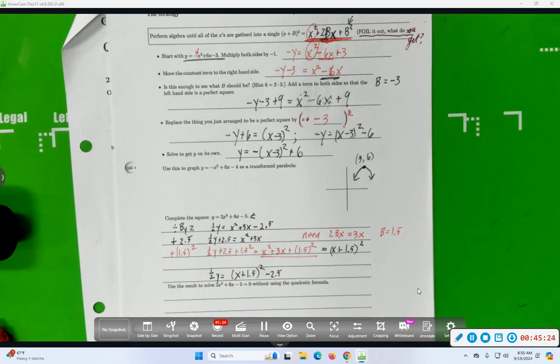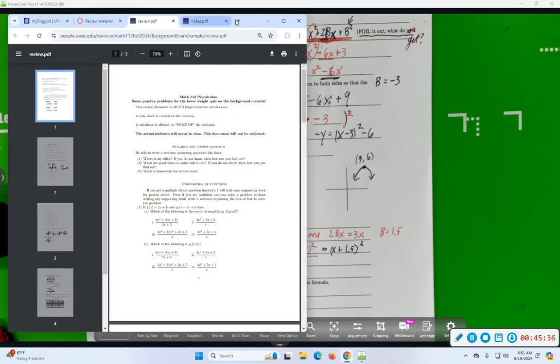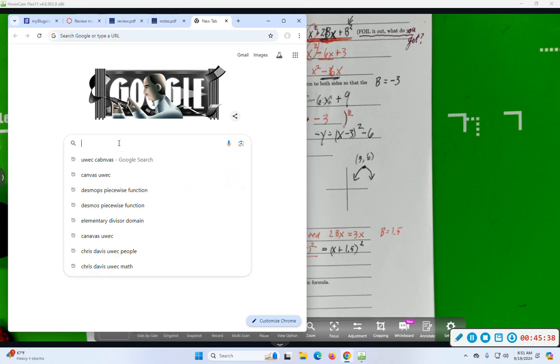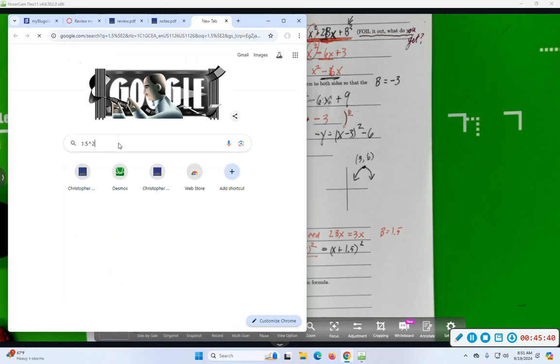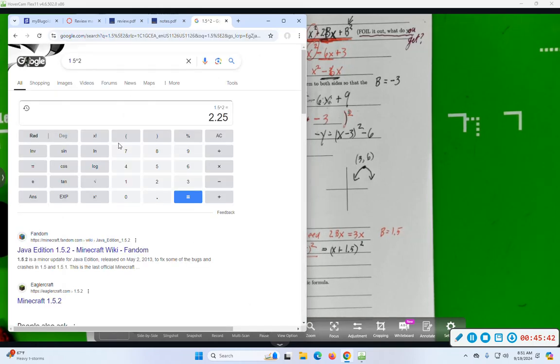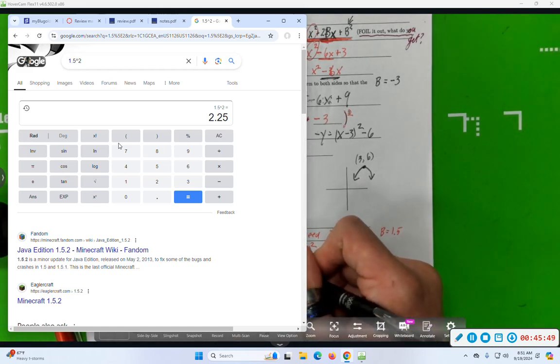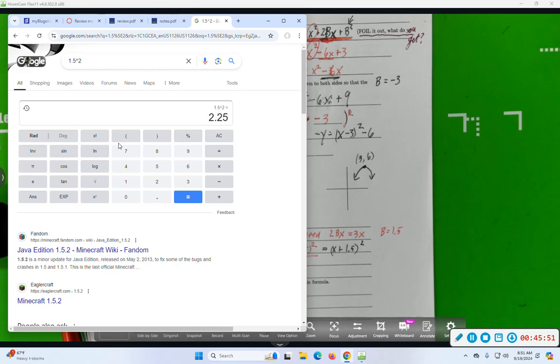Should we expand out what 1.5 squared is as a decimal in more detail? Does that seem like something you would want? All right, well, I get scared whenever I need to square a fraction, and I have a calculator. 2.25. So minus 2.5 minus 2.25. All right, we coming along?